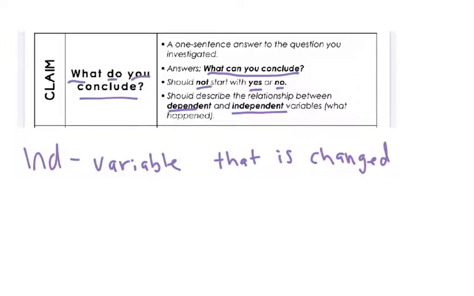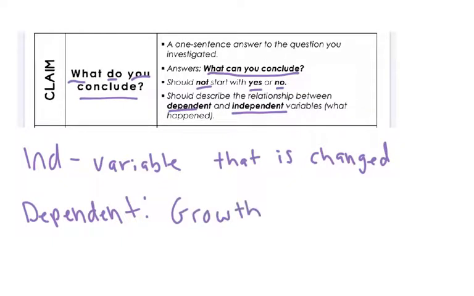And your dependent variable is basically the data you collected. What is being tested? So in that same example about the plants, you'd be measuring plant growth. So that would be your dependent variable. This can be tricky. I don't expect you to know the difference between these two right off the bat. It's something you will get used to as you go through science classes.